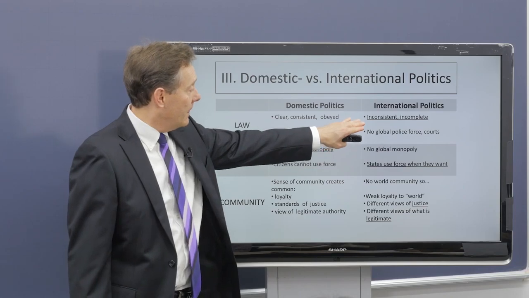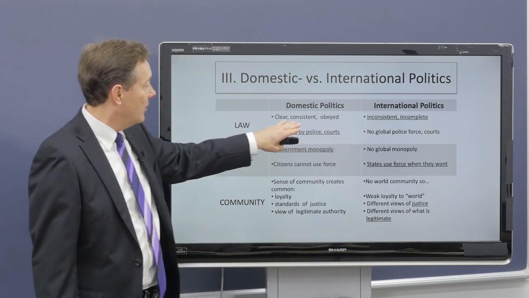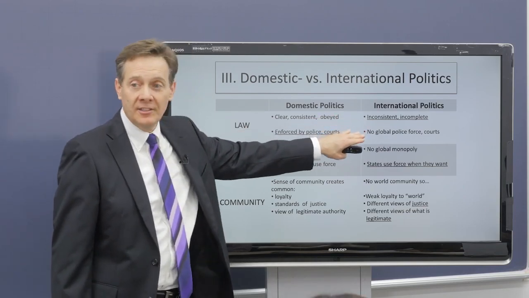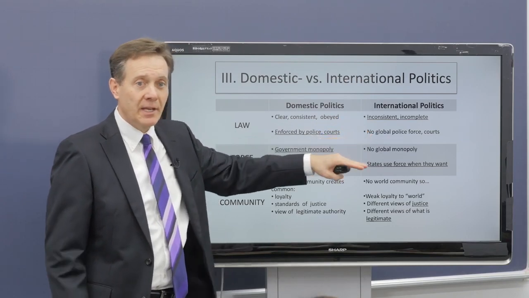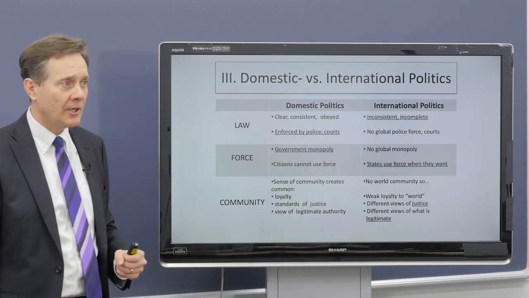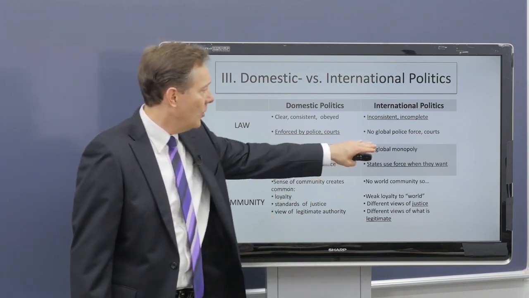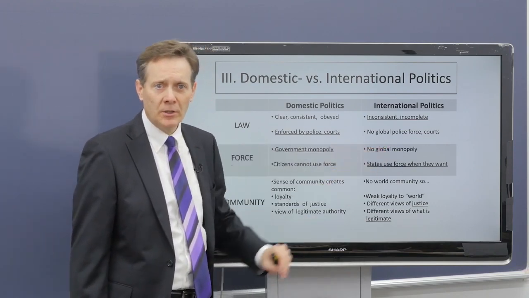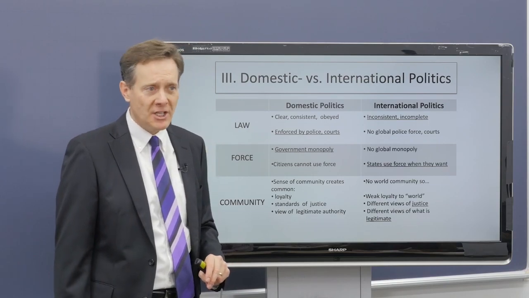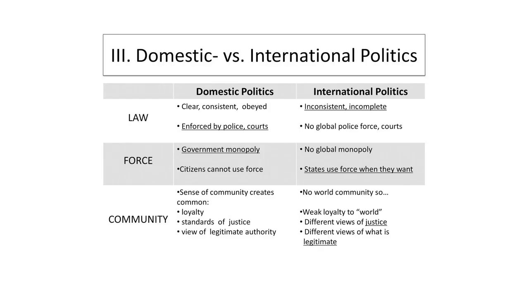In international politics, the law is inconsistent and incomplete. We have many rules, we have agreements among countries, but they're not really complete or consistent. And there's no global police force. There are no global courts managing daily law around the world.